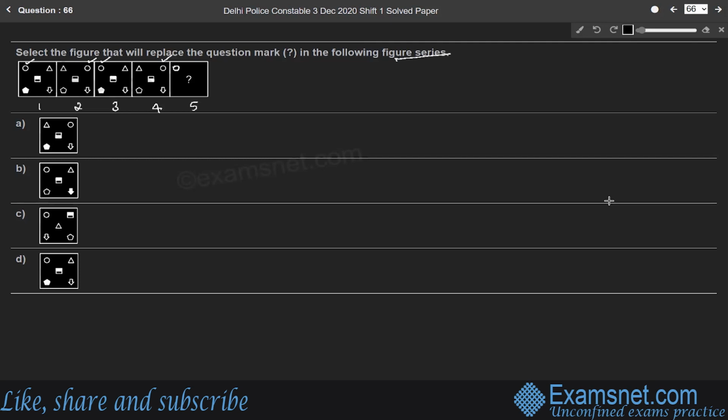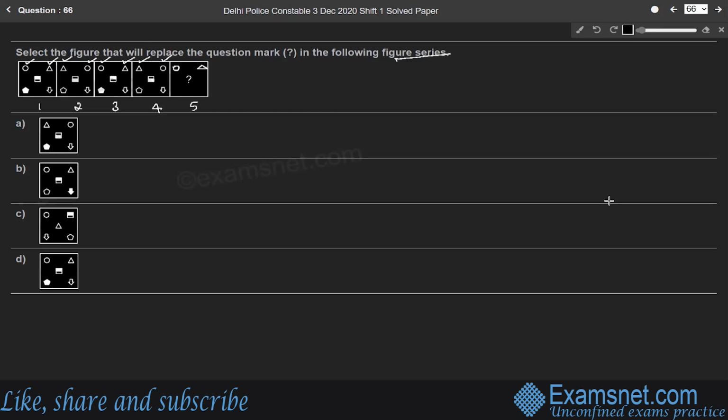Look at the second shape, that is triangular shape in the first figure. Its position is top right. It comes to top left in the next figure. Again, it goes to top right and top left, right? Exchanging their positions, triangle and circle shapes, right? So in the fifth figure, position of the triangle must be, yeah, top right.